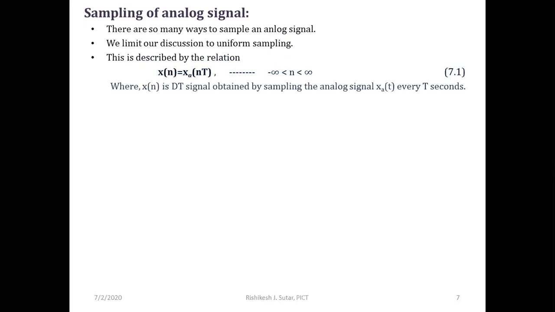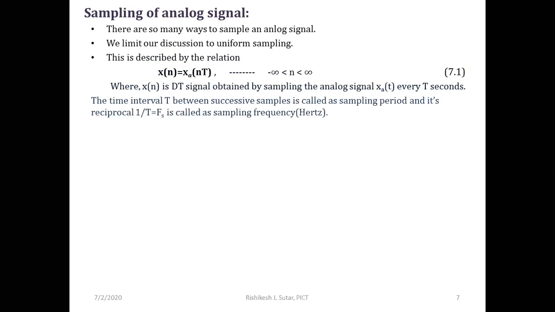Next, let us try to understand the mapping with the help of the sampling of analog signal. There are so many ways to sample an analog signal, but we will limit our discussion to uniform sampling. This is described by the relation as x of n is equal to x sub a of nT, where n runs from minus infinity to plus infinity, where x of n is the discrete time signal obtained by sampling the analog signal xa of t every capital T seconds.